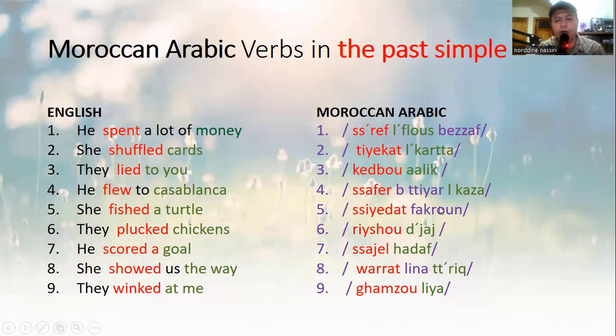Number 5. She fished a turtle. صيدت فكرون. So فكرون is a turtle. صيدت she fished. فكرون a turtle. صيدت فكرون.